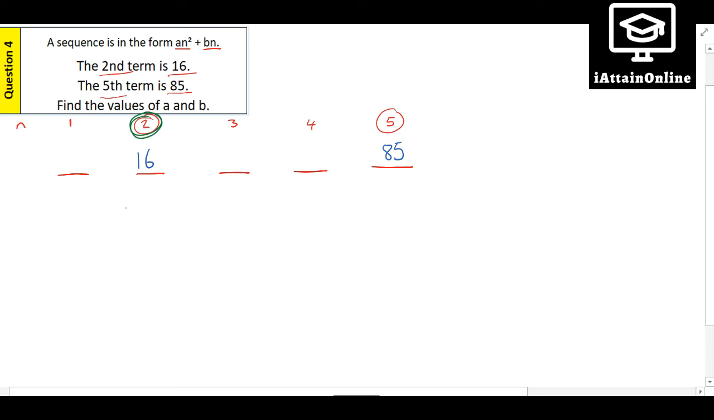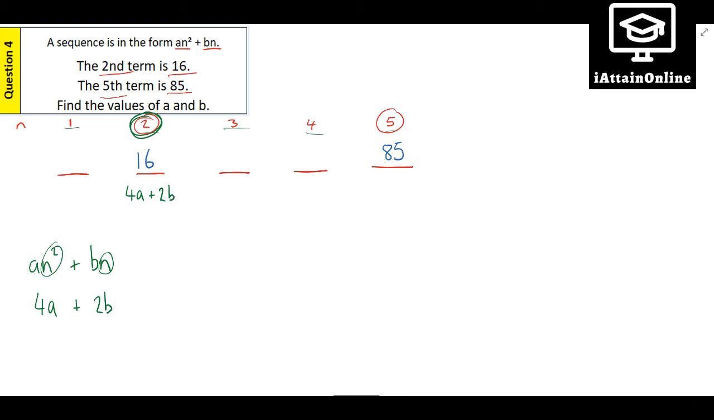So, if the nth term rule for the sequence is in this form here, an squared plus bn, the value of n squared and n will change depending on what the value of n is. So for the second term, when n is 2, n squared would be 4. So I'd end up with 4 lots of a. Remember, we still don't know what a is. When n is 2, bn would be 2 lots of b. So I know that 16 is equal to 4a plus 2b.